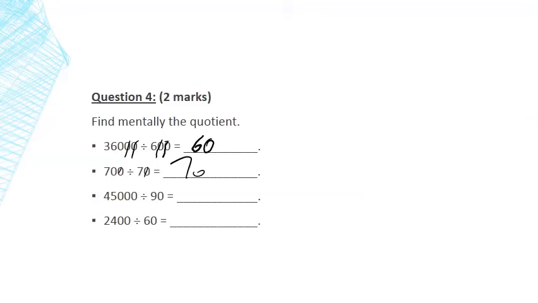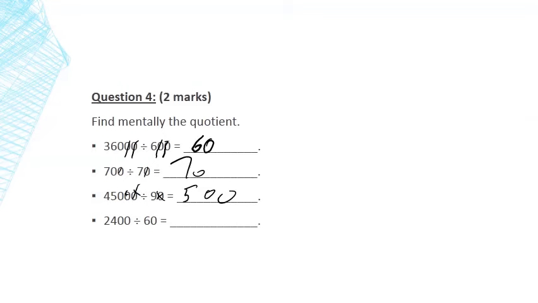45,000 divided by 90. 9 times 5 gives us 45. So we write 5. How many zeros do we cross out? Only one. So the remaining zeros are 2.